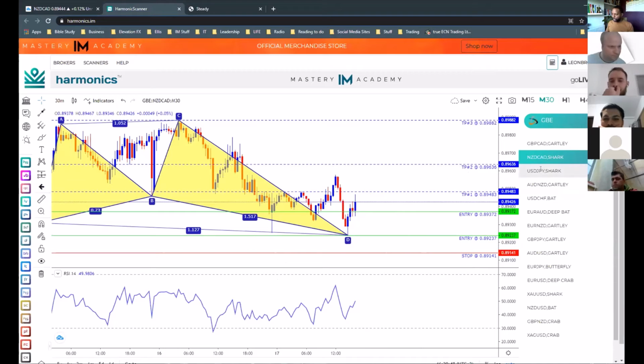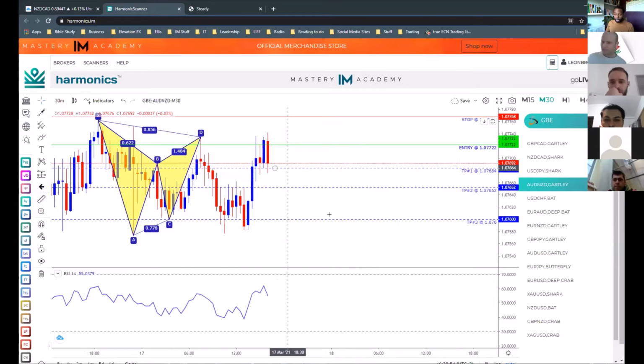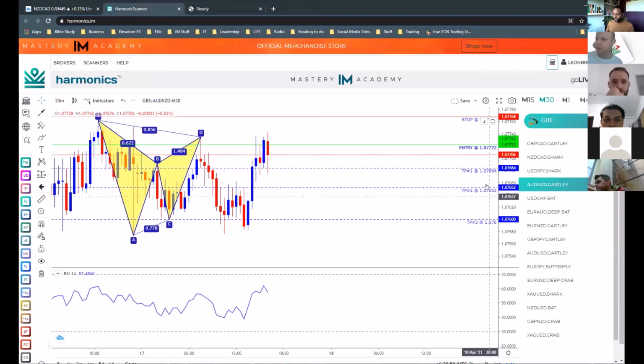So I wouldn't take this just now. Dollar CAD we looked at already. Aussie Kiwi we looked at already. Sorry, Aussie Kiwi we didn't look at yet. Not enough in it. Not enough in this at all.